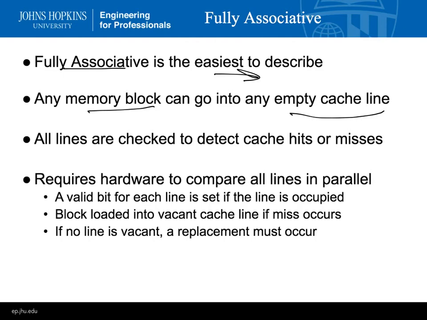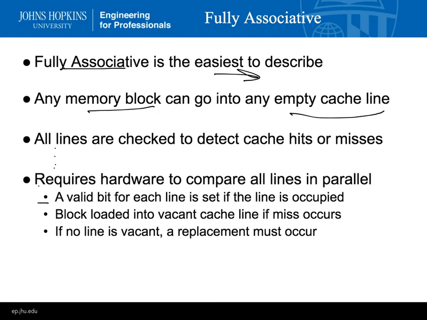There's just one set. And so every time you need to detect whether something is in the cache, you have to look at everything in the cache because anything could be anywhere. So if you want to do that in any amount of reasonable time, you're going to have to look at all the lines in parallel and be able to look at them all at one time.